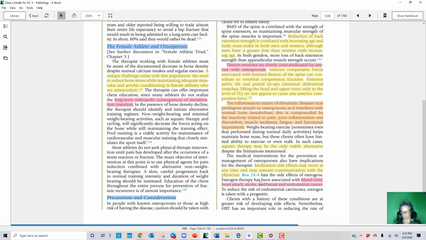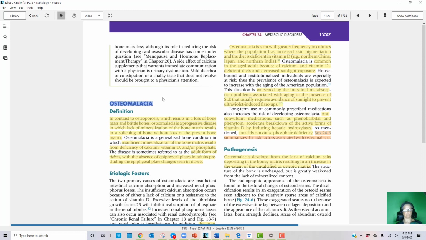Nevertheless, HRT has an important role in reducing the rate of bone mass loss, although its role in reducing the risk of developing cardiovascular disease has come under question. See menopause and hormone replacement therapy in Chapter 20. A side effect of calcium supplements that warrants immediate communication with a physician is urinary dysfunction. Mild diarrhea or constipation or a chalky taste that does not resolve should be brought to a physician's attention.